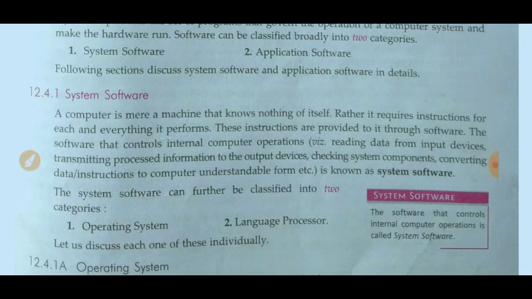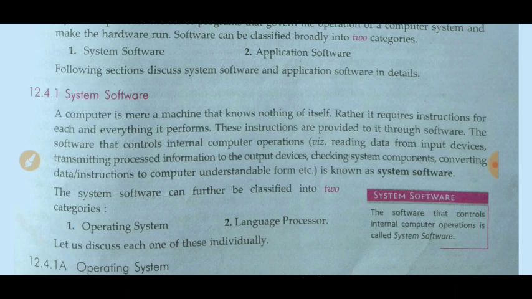A computer is merely a machine that knows nothing of itself. Yes, I just explained this. A computer doesn't know itself. Rather, it requires instruction for each and everything it performs. Without instructions, it cannot do anything. These instructions are provided to it through software. Now how do we make software? Software is a collection of programs. A program is a set of instructions. First of all, we have to generate instructions written in a program, then combine the programs to make a software. So through the software we provide instructions to the computer system.